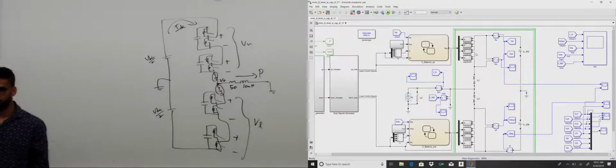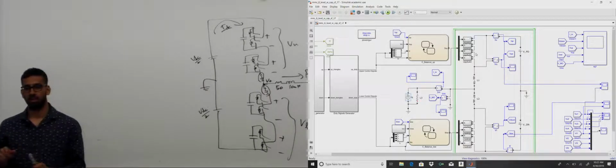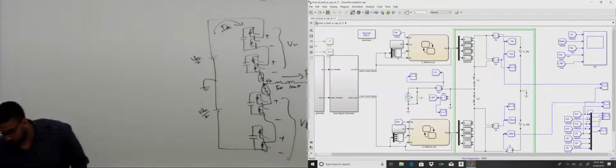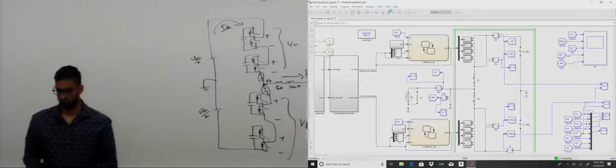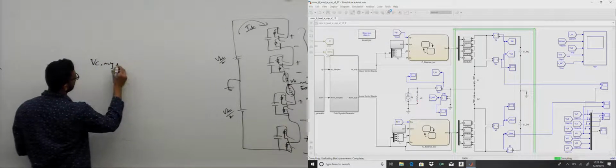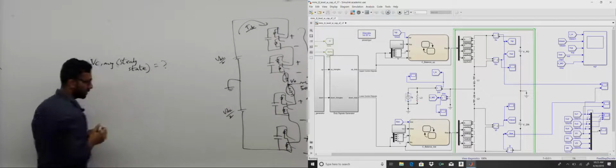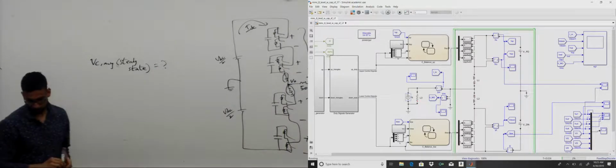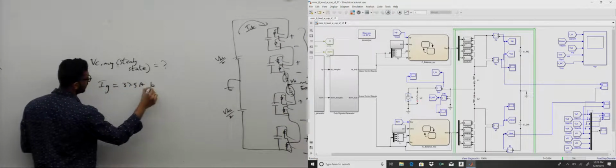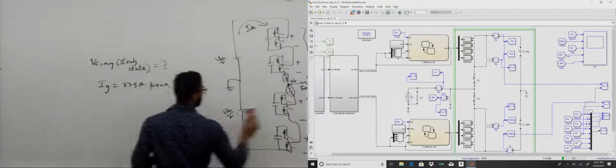what the final average voltage of the module capacitors will be. That is the question. If you choose the initial capacitor voltage to be close to the final average voltage that the simulation finds, then... so if I run this, VC average in steady state equals what? That is the question. So I have an IG of 37.5 ampere peak. I will modify this diagram here.